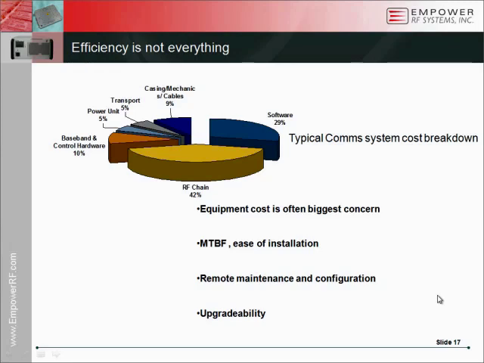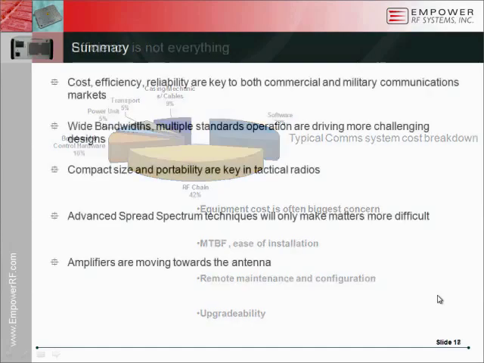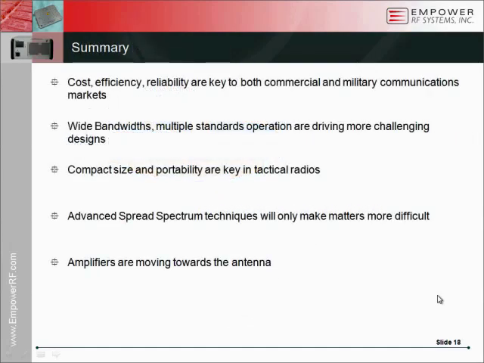Just a quick summary, and I think I'm just about in time. Cost, efficiency, and reliability are key to both commercial and military communication. Wideband, multiple standard operations are driving more challenging designs. Compact size and portability is key, especially in military markets for tactical radios and such equipment. Advanced spectrum techniques will only make matters more difficult. Again, we need more bits per second per hertz. And amplifiers are moving towards the antenna, and I'm sure you're going to hear a lot more of that on the next workshop tomorrow and the day after.